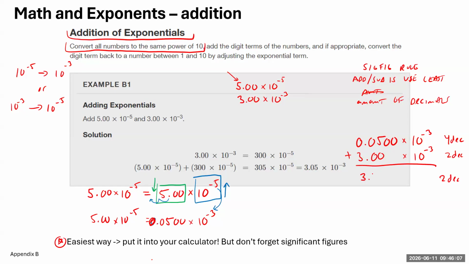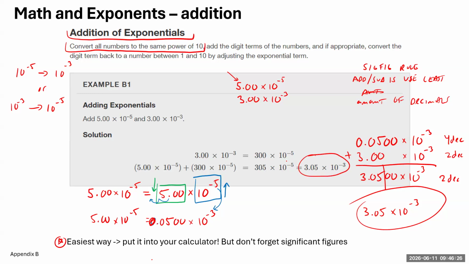And this is going to be 3.0500 times 10 to the negative third. With 2 decimal places, it's going to be 3.05 times 10 to the negative third. Here we are. I think the book did it the other way. So they changed 10 to the negative 3 to 10 to the negative 5. So you can do either one. All right, let's try subtraction, right? We'll do the subtraction next on the calculator, right?